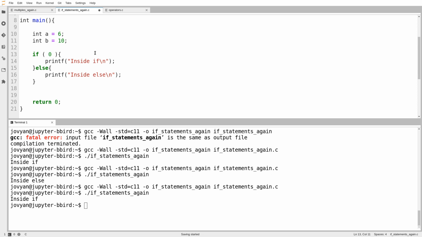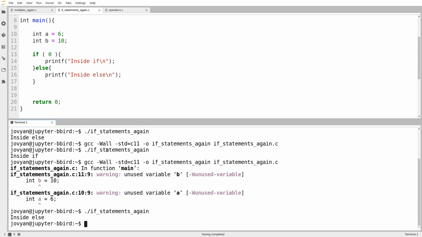So I could try something like this, if 0. And we'll notice that because that is treated like the answer no or false in C, so these warnings are irrelevant because I'm not using the variables, we end up inside the else. So that's weird, but it's also sort of liberating because it means that these yes or no questions we've been asking are really no different than using operators like plus or minus.